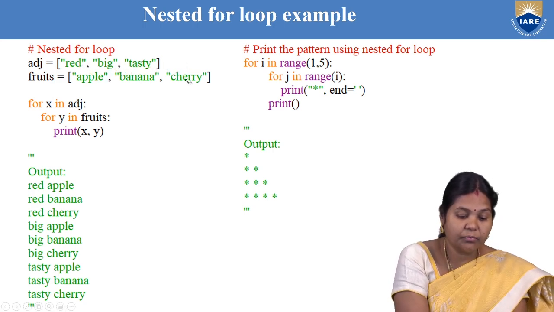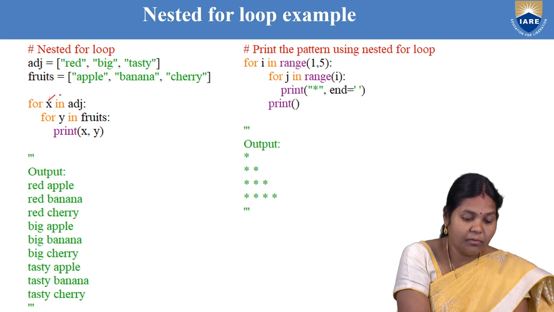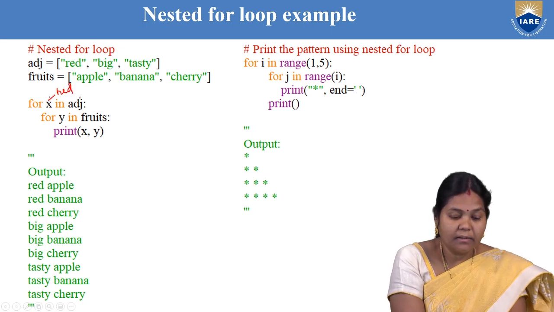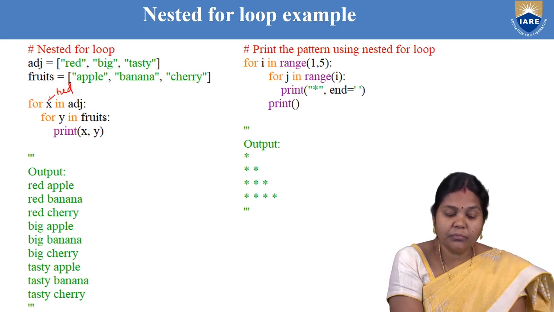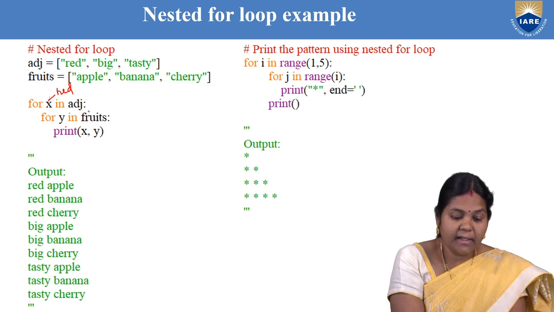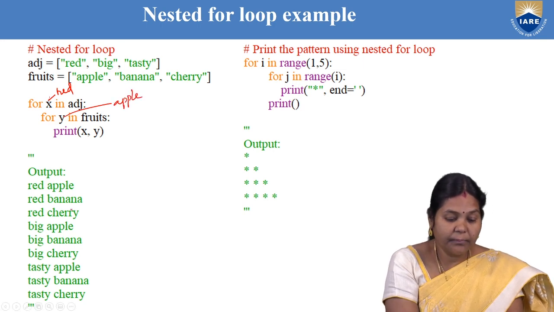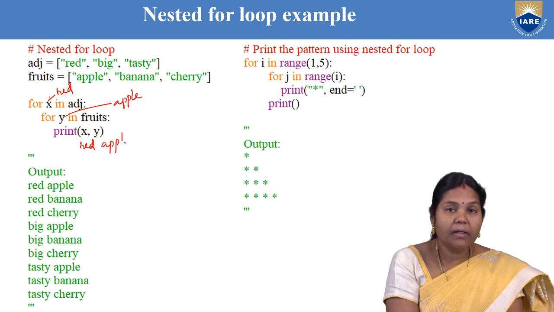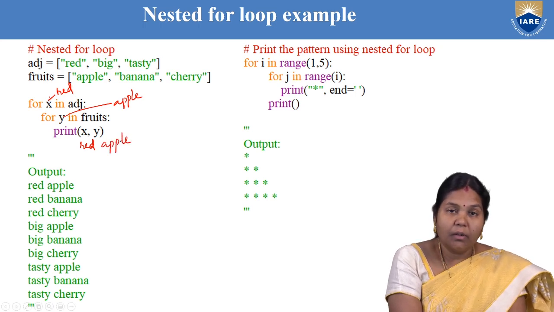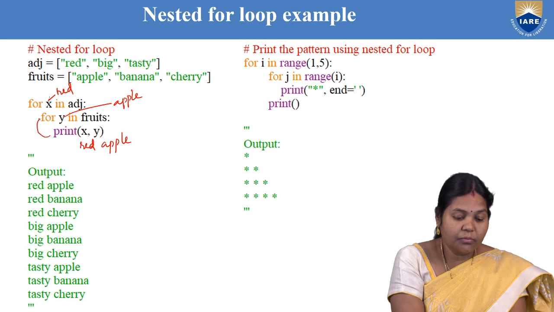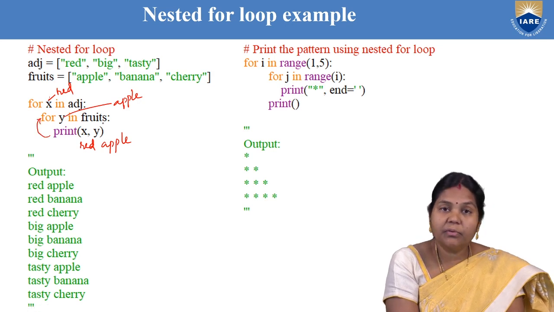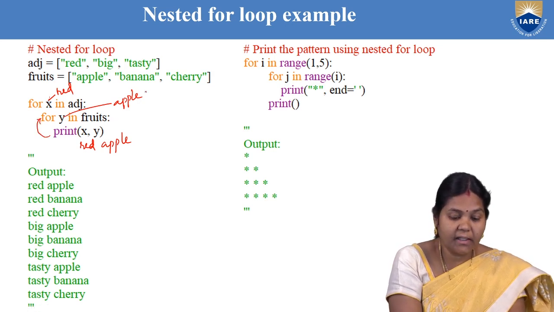Let us analyze how it works. First time the value of x is red. Then y is iterating over the fruits. For the first time, the value of y is apple. So it prints red apple. Now again the inner loop continues because all the elements of the fruits are not over. So the second element is banana.